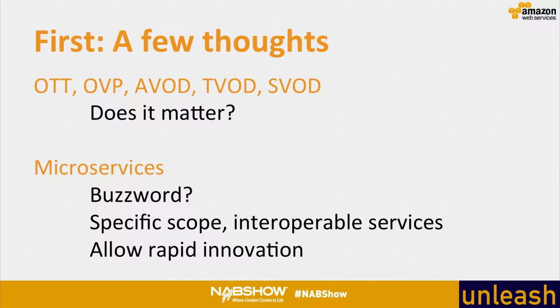There is a whole lot of discussion around the differences between OTT, OVP, even the different flavors of video on demand like the AVOD, TVOD, and SVOD. But quite frankly, does it really matter? Right? If you look at it from a design perspective, from an architecture perspective, the underlying principles are the same, which is actually scalable and highly available delivery of the content to your consumer.